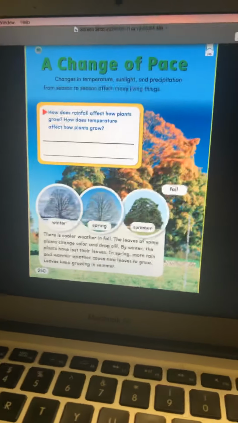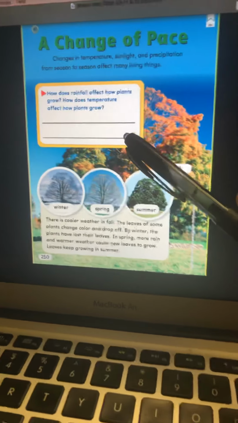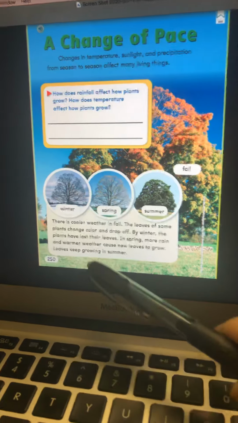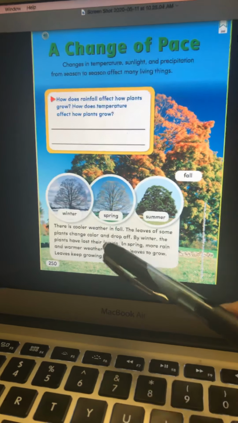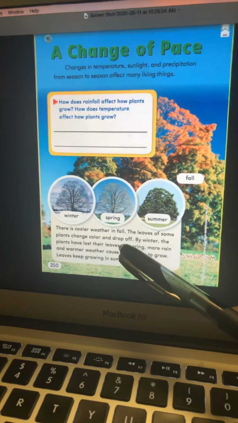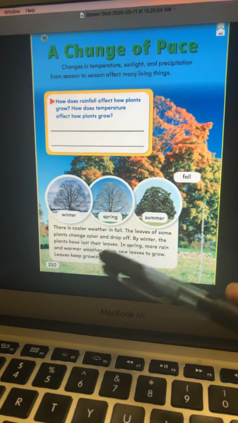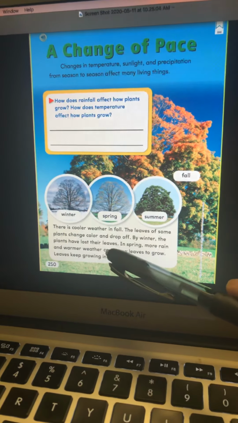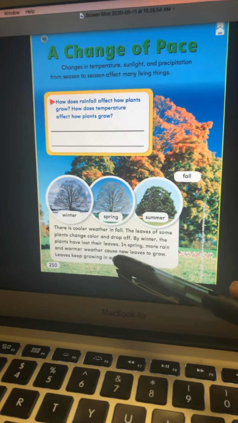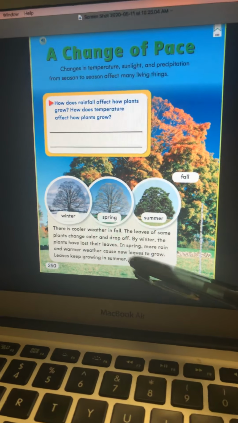Now, I'm going to read this passage. We're going to answer this question by yourselves. There is cooler weather in the fall. The leaves of some plants change color and drop off. By winter, the plants have lost their leaves. In spring, more rain and warmer weather cause new leaves to grow. Leaves keep growing in the summer.